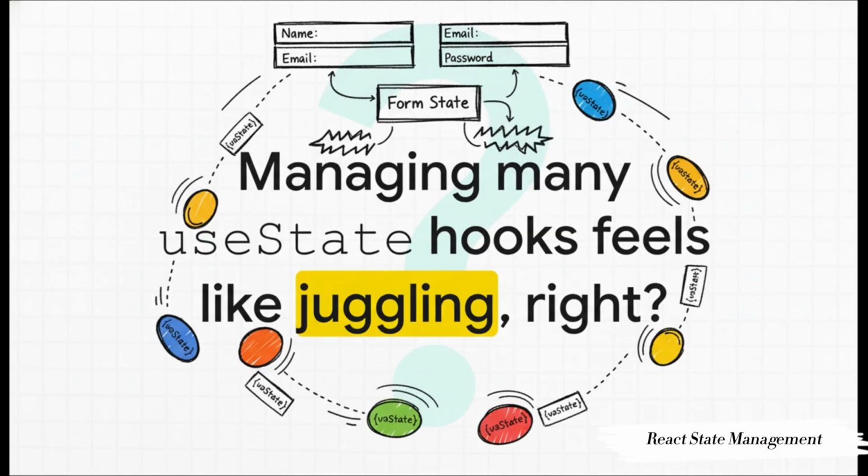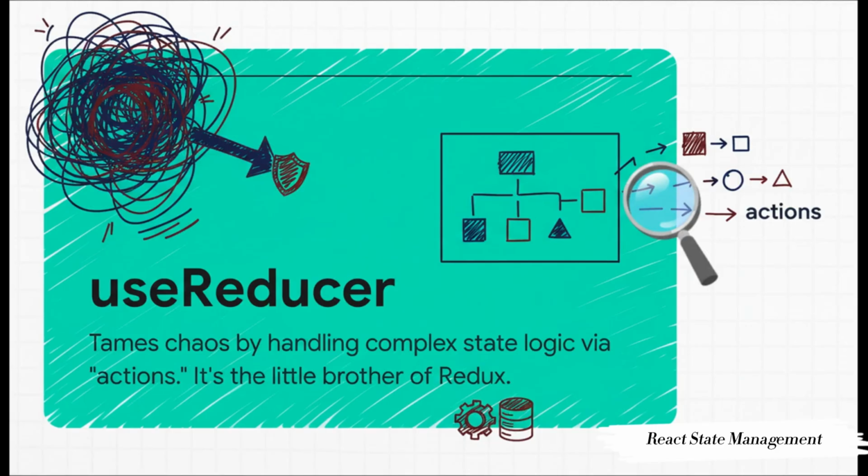And that is exactly why we have useReducer. It's the hero that comes in to tame that chaos. Think of it like Redux's little brother, built right into React. Instead of juggling all those set functions, you just dispatch one single action. It's like sending a message that says, hey, the user updated their name. Then, one central place, your reducer, takes that message and figures out how to update the state. It keeps your component so much cleaner.